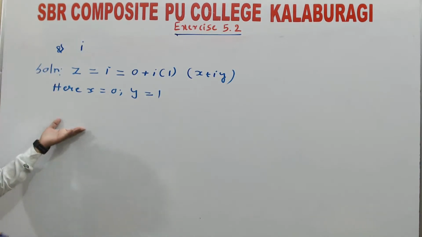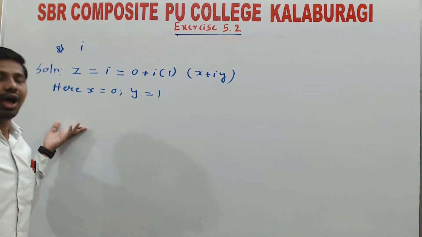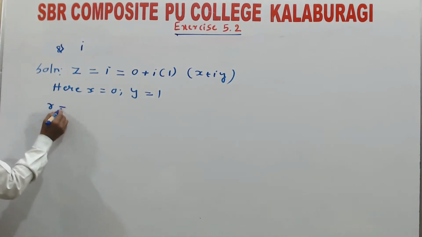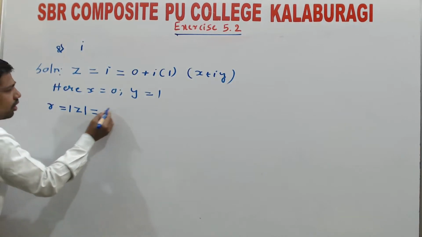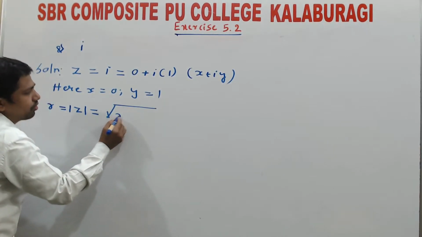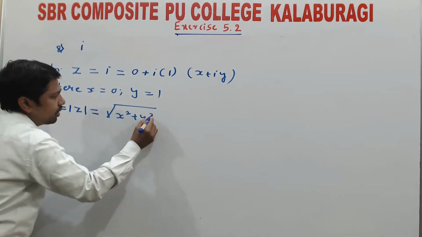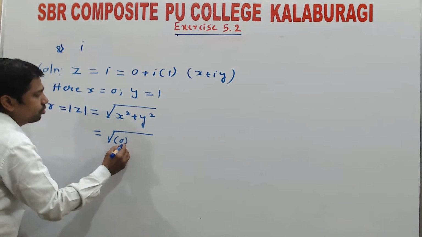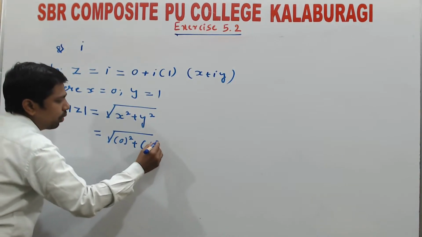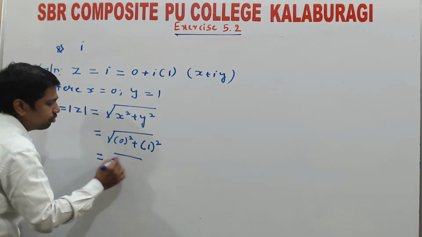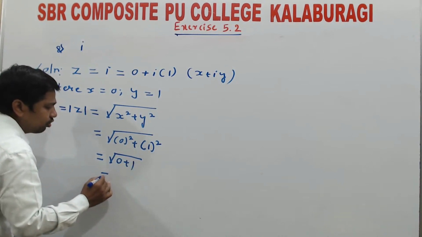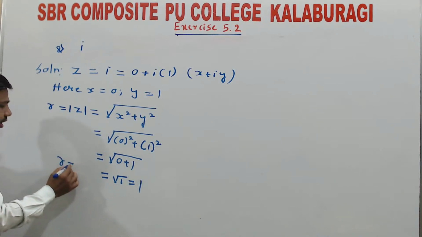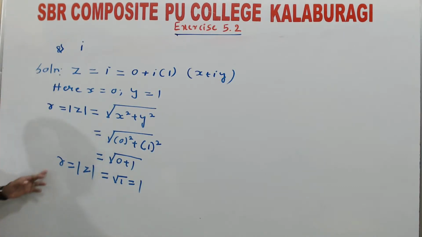So we know that to convert to polar form, z equal to r into cos theta plus i sin theta, where r, that is modulus of z, is given by root of x square plus y square. Root of x is what? Here 0, so 0 square, and y is what? 1 square. 0 square is 0, 0 plus 1 is 1. Root 1 is equal to 1.